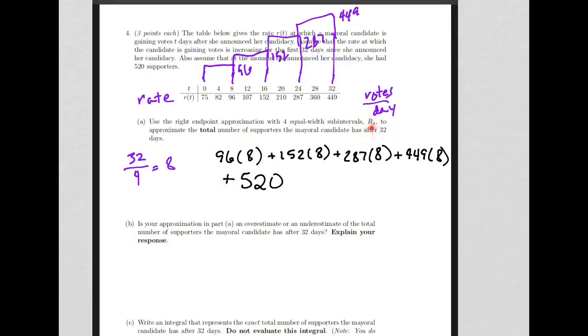If it was a left sum, instead of saying it's 96 high, it'd be 75 high, 96 for this guy, 152 for this guy, and 287 for this guy.